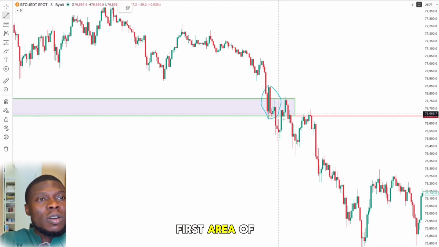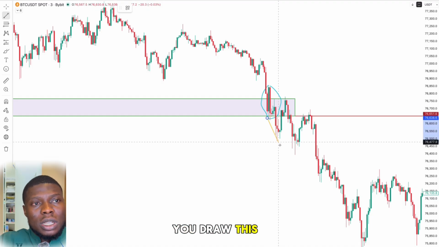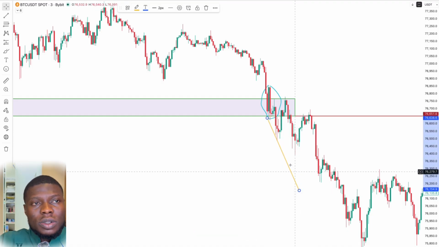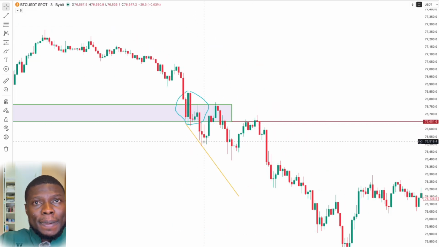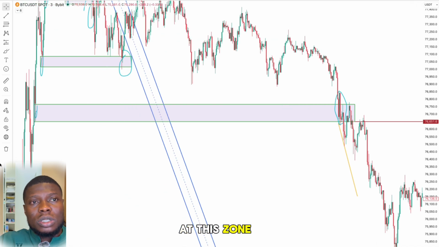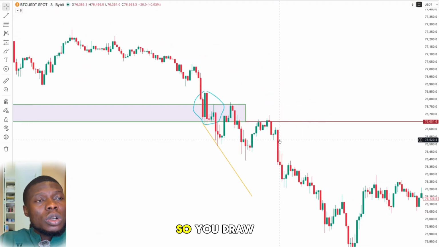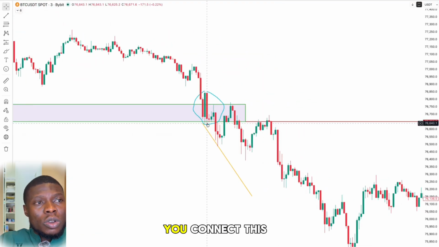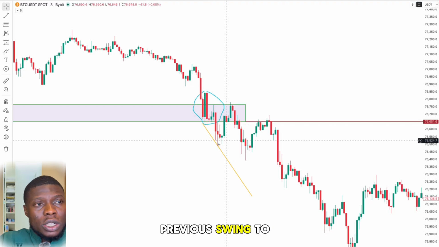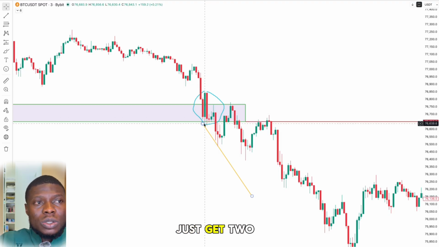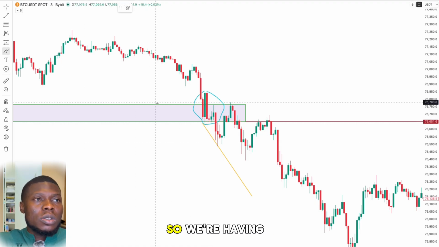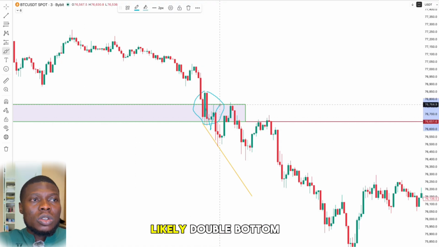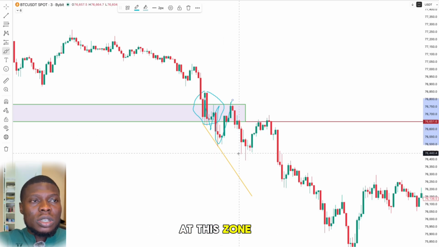So from this first area of liquidity, you draw this to this. You try to connect this previous swing to this. We are no longer looking at this zone. We are done with this. We are looking at this area. When you just get two touches, it means that what is forming here is a double bottom. So we're likely having a double bottom at this zone.